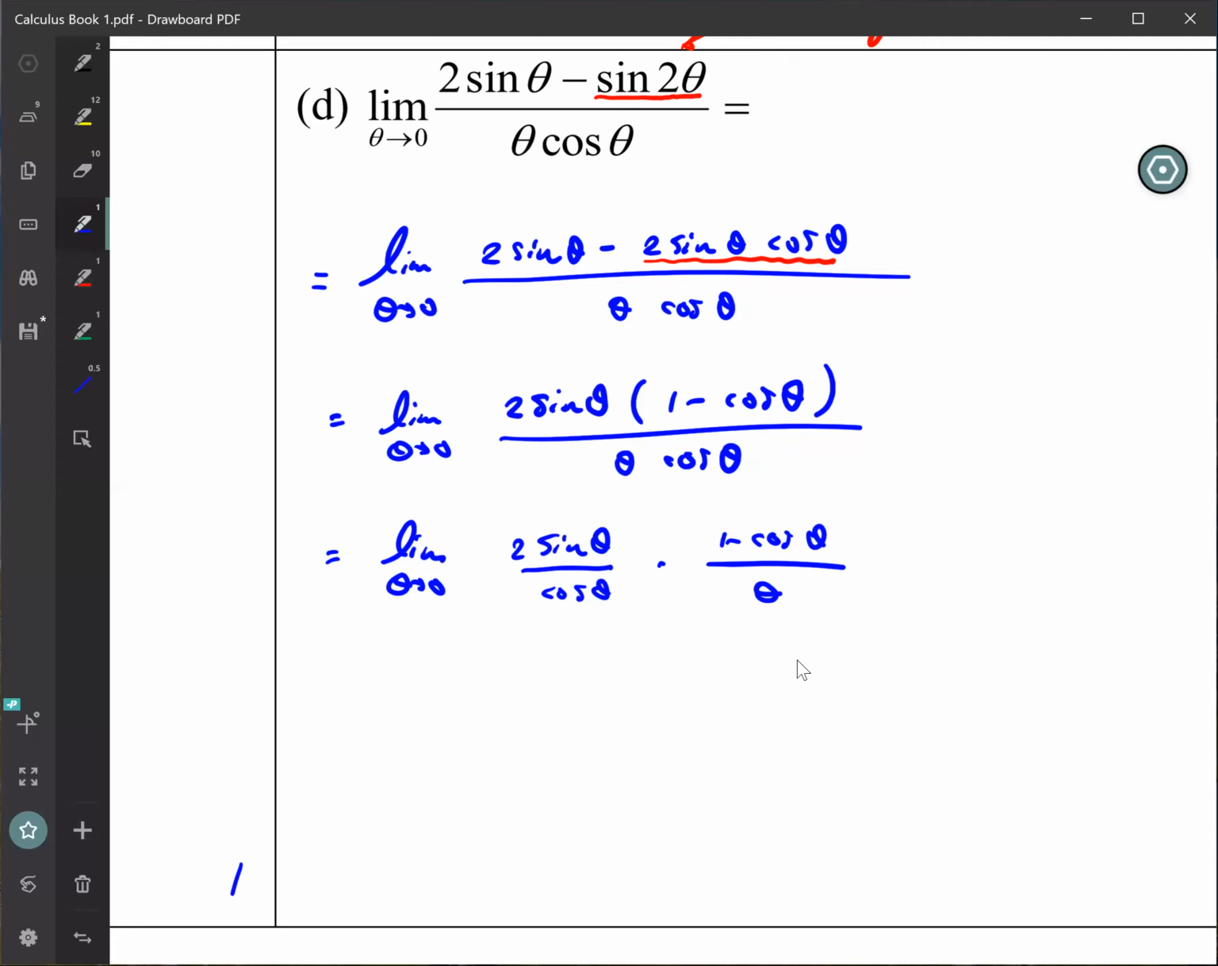I think this one you could pair up differently too, right? You can also pair the sine theta with theta. That could also work, right? And then 1 minus cosine over cosine. So either way works.